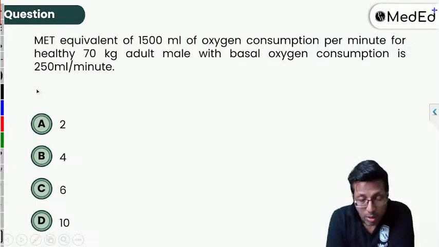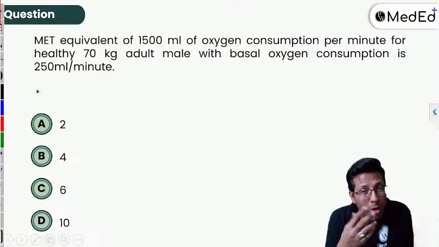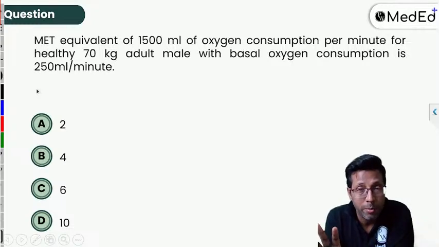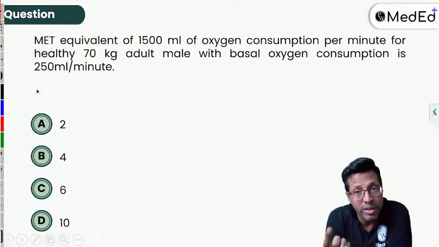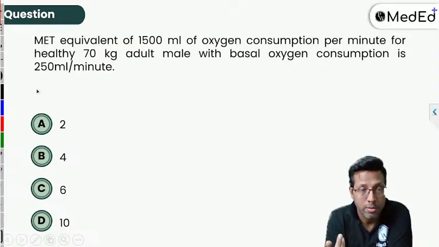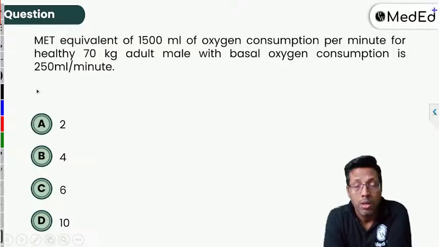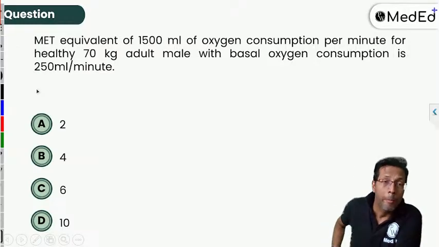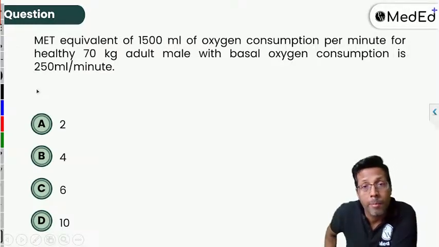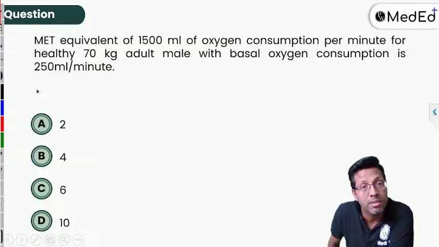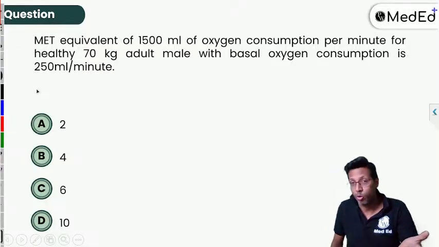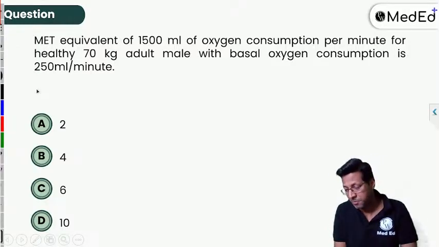Again, this was an INI-CET question. Normally, I don't expect this to be asked, but because we're discussing previous year's questions directly, these are questions which come once in a while, but still we should discuss. The common questions, all of you know, like capnography and all. These are the questions we miss out. This was one question asked in INI-CET: Metabolic equivalent of 1500 ml of oxygen consumption per minute for a healthy 70. You don't understand which branch it has come from. That's how anesthesia questions are tricky.